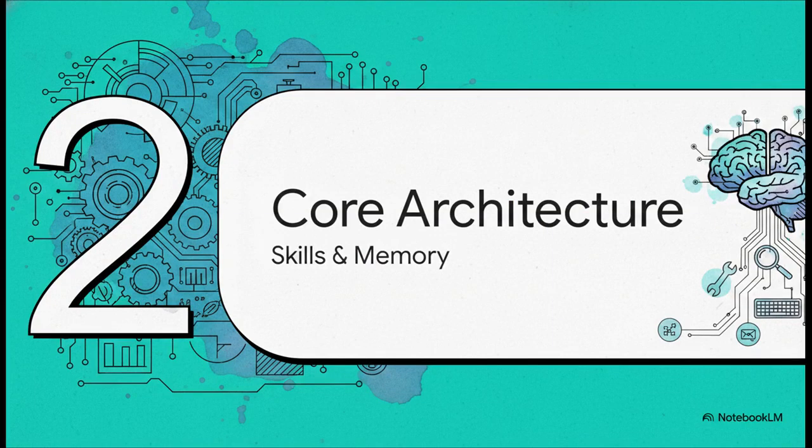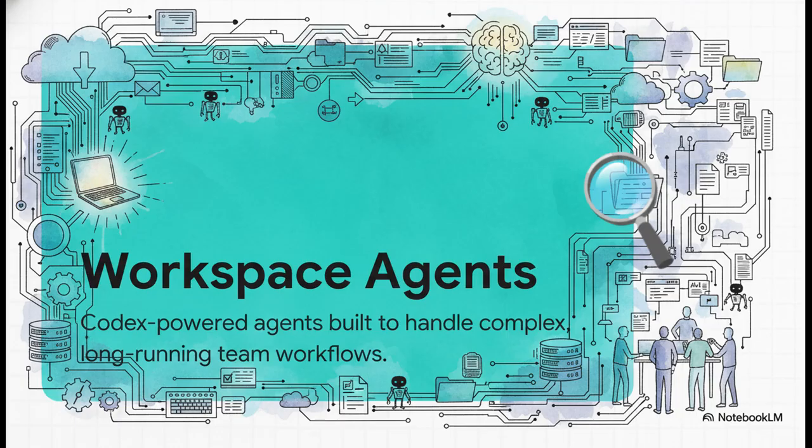Number 2. Core architecture, skills and memory. So before we build, we need to understand what we're building. At a high level, workspace agents are codex-powered agents. They are fundamentally built for teams. Unlike your standard bots, they're designed to handle really complex, long-running work that spans multiple cloud systems. And here is the absolutely crucial distinction. They have access to files, code, and tools. And they keep working in the background in the cloud even when your laptop is completely shut. Think of them as highly capable digital team members that operate totally autonomously.